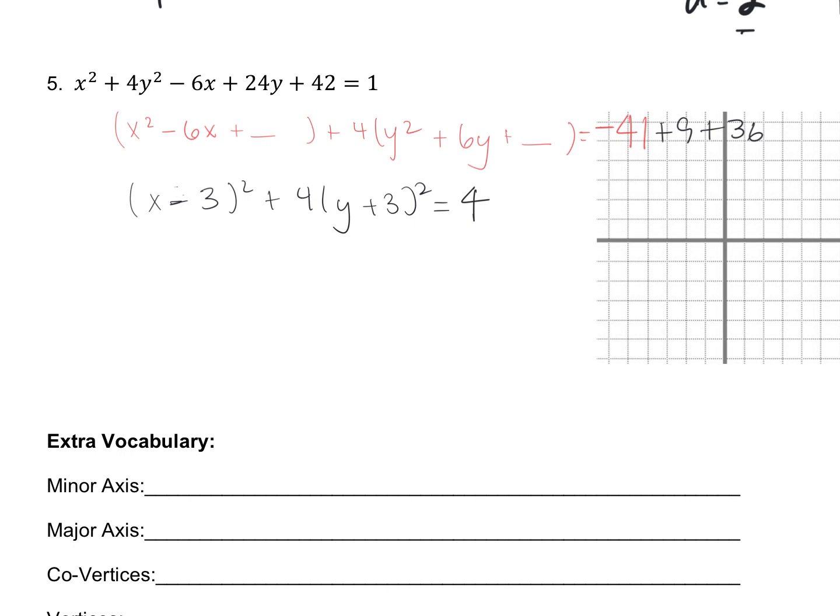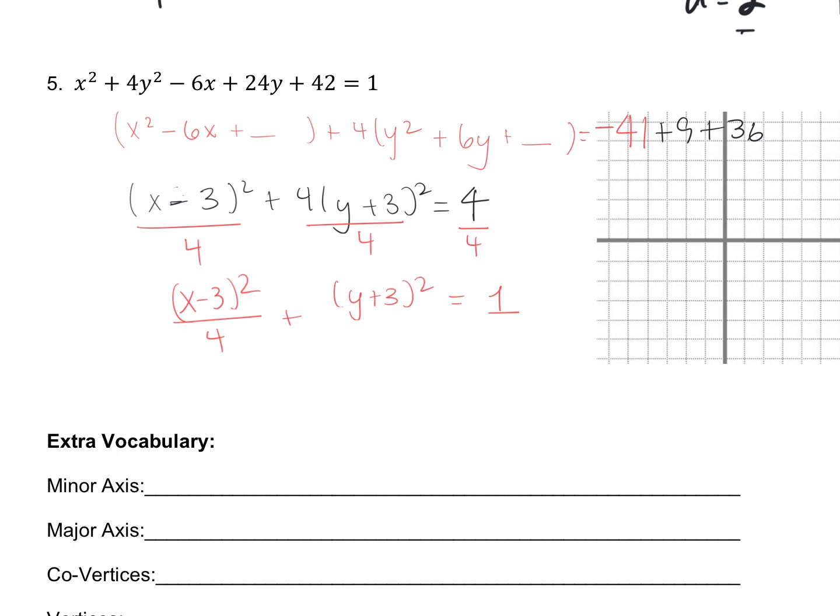And then the next step is to divide by 4. So now we have x minus 3 quantity squared, those 4's cancel, so I'm just left with the 1 underneath. Equals 1. All right, how'd you do on that part? Good? Any questions?